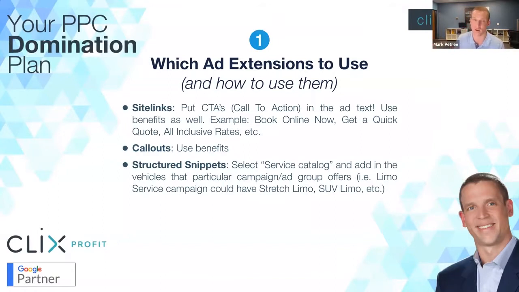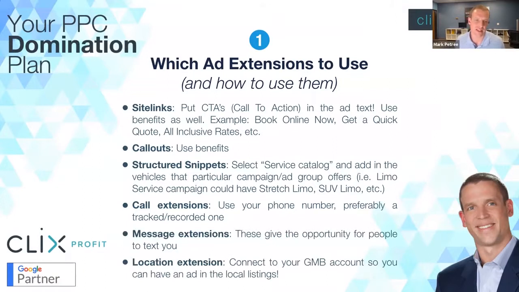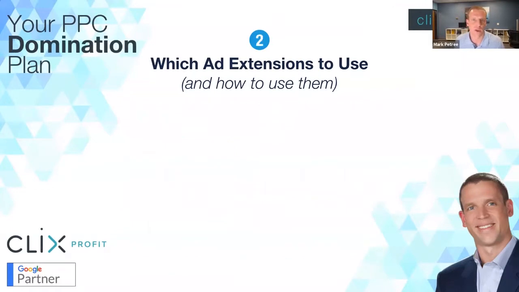By the way, if you're building your own Google ad campaigns, make sure you're taking pictures of this, because that's super, super important. Call extensions, use a tracked or recorded phone number. Definitely recommend that through PhoneWagon or CallRail. Message extensions, that's when someone can text you from your ad. You want to use that as well. And then location extension, I went over that. That makes you show up in that local 3-pack.